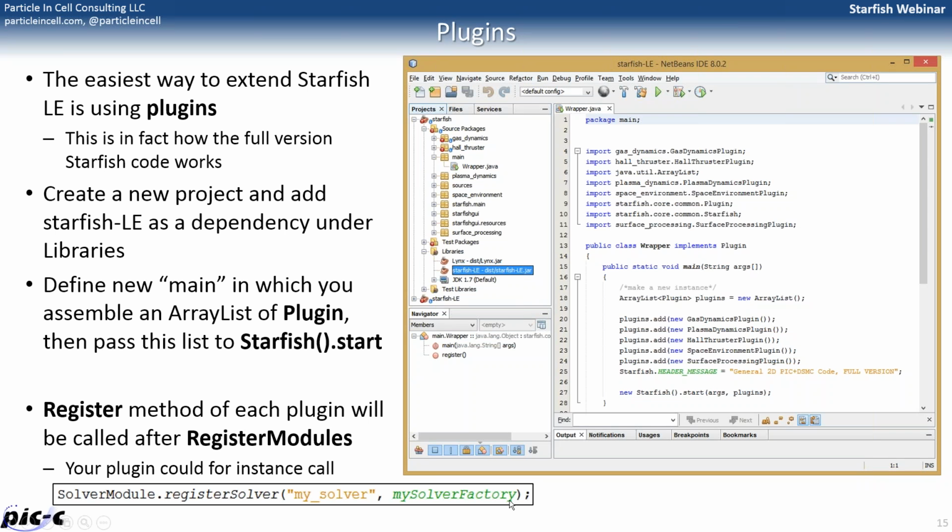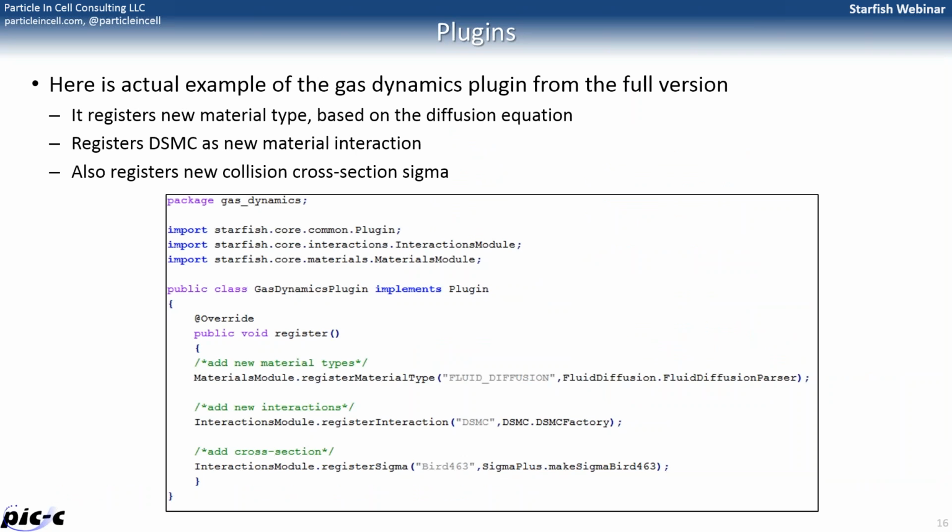And now by doing this, you magically told solver module there's a new solver, and now the user could then specify my solver as the solver type in the Starfish XML, and then it will use your solver code to do whatever needs to be done. Okay, so here's an example of the gas dynamics plugin from the full version. So this shows you how this actually looks. Again, you have a public class and it implements Plugin, so it needs to override this register function. And here I'm just adding a bunch of stuff. So materials module, I'm registering a new material type of the fluid diffusion, and this is whatever parameters are needed here for that.